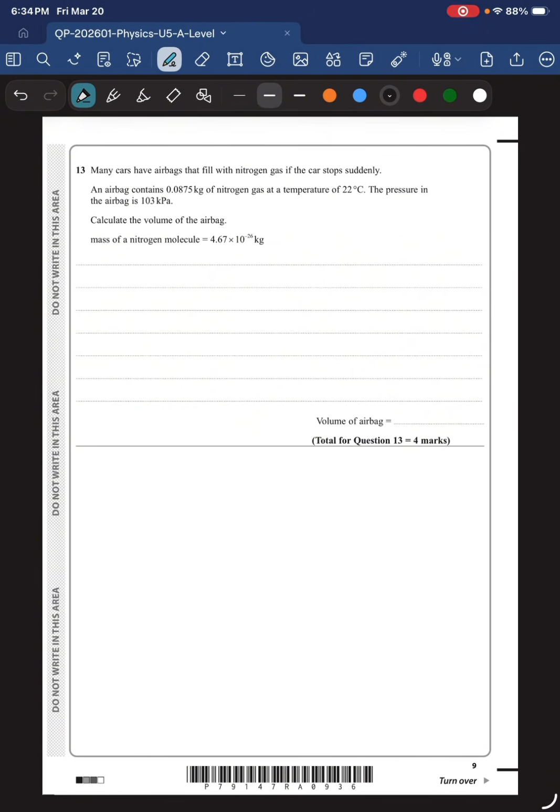Okay. Since we know the total mass of nitrogen gas, we can divide by the mass of one nitrogen molecule, right? So this is 0.0875 over 4.67 times 10 to the negative 26. And this will give us the total number of molecules, which is 1.87 times 10 to the 24.